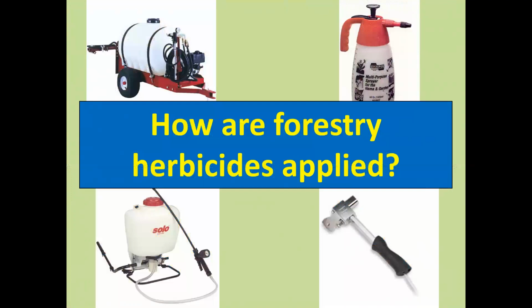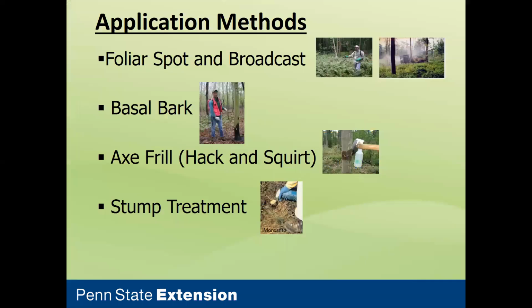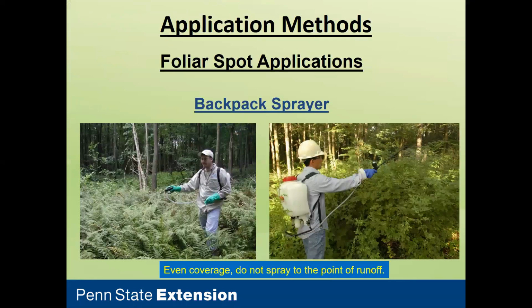So how are forestry herbicides applied? So lots of different methods. We're going to go through these here and show you how to apply some of these products. And we're going to look at these 4 primary means. So foliar spot and broadcast applications, basal bark, axe frill, or what we call hack and squirt, and then stump treatment. So we'll go through each one of these here briefly.